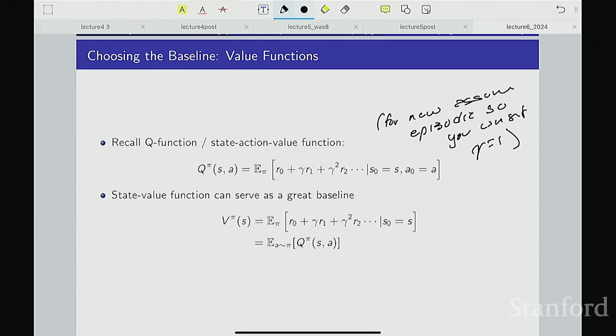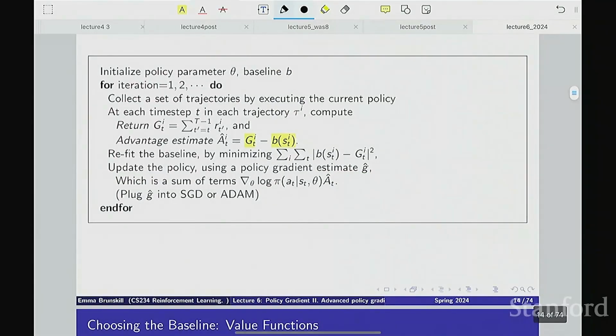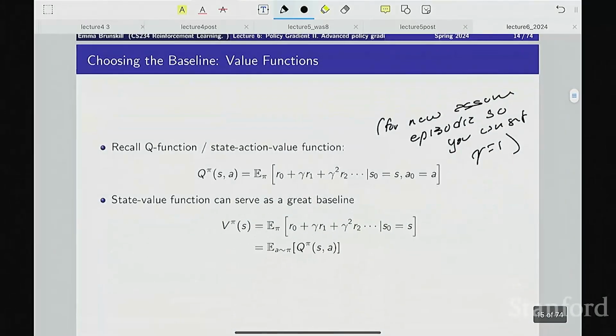And just to remember here, on this slide, you can think of G as kind of being like a Q function and B as being a value function. So this would be an alternative we could do.